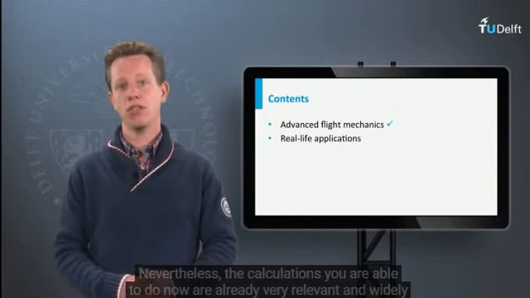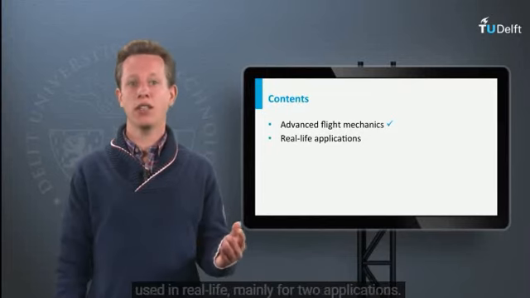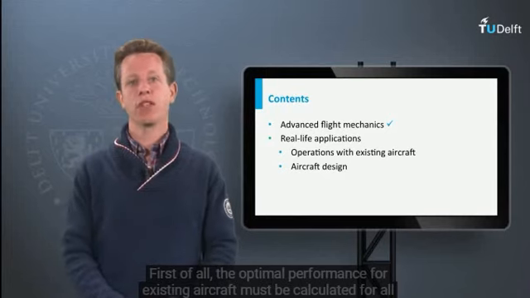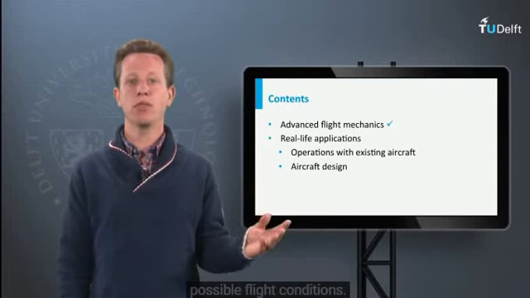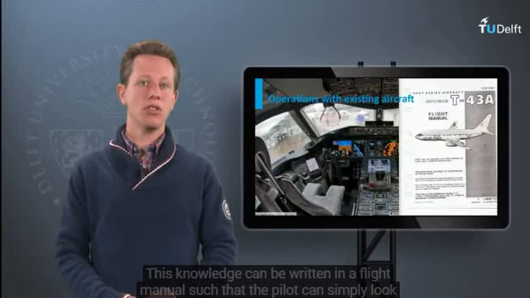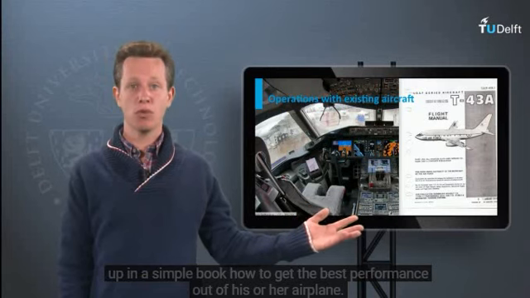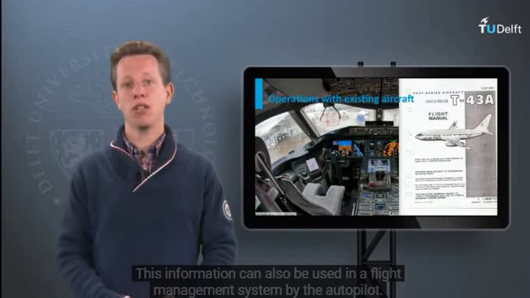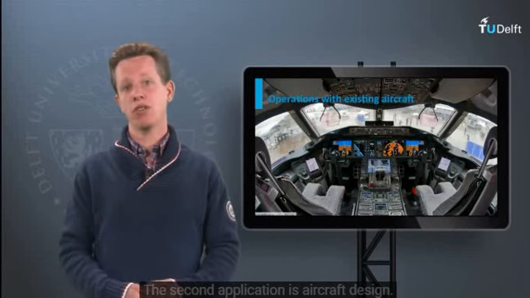Nevertheless, the calculations you are already able to do are very relevant and widely used in real life, mainly for two applications. First of all, the optimal performance for existing aircraft must be calculated for all possible flight conditions. This knowledge can be written in a flight manual, such that the pilot can simply look up in a simple book how to get the best performance out of his or her airplane. Now, this information can also be used in a flight management system by the autopilot. Now, the second application is aircraft design.